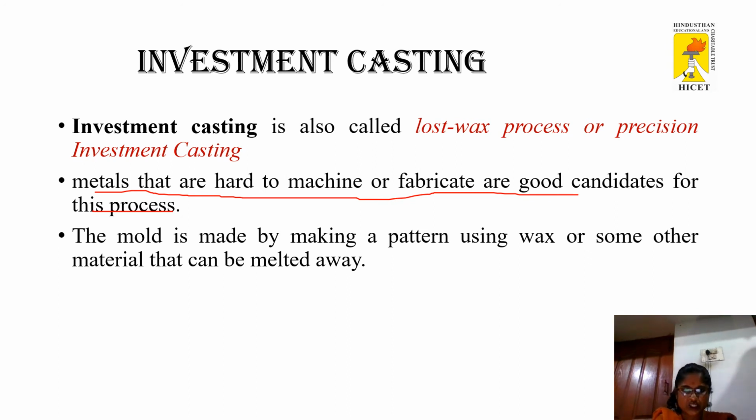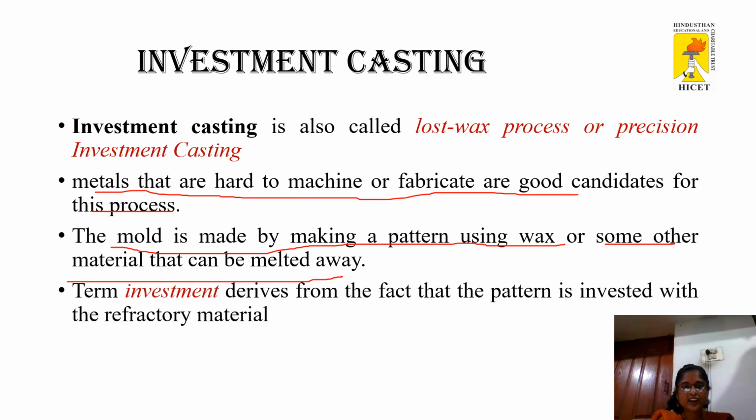So next, what we are telling you is that the mold is made by making a wax pattern, or some other material that can be melted away. So you have to use a pattern which melts easily. Next, you have to know why the term investment came. It is from the fact that we are investing the pattern into the refractory material. The pattern is melted away, and the refractory material is what can withstand high temperature.